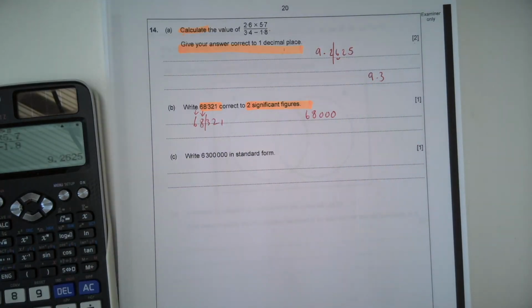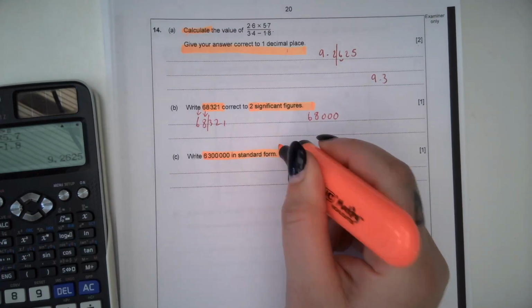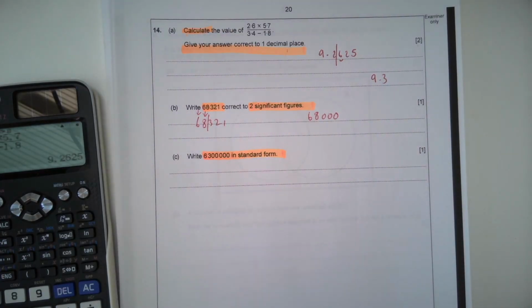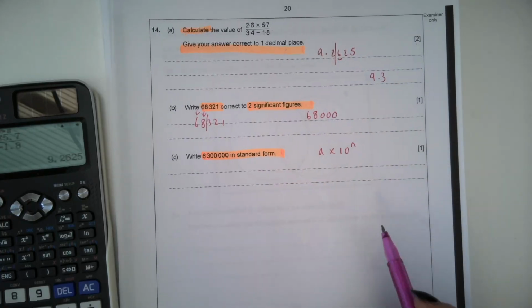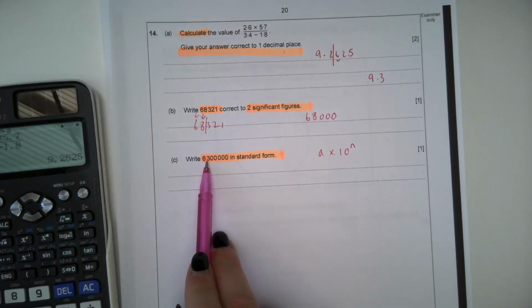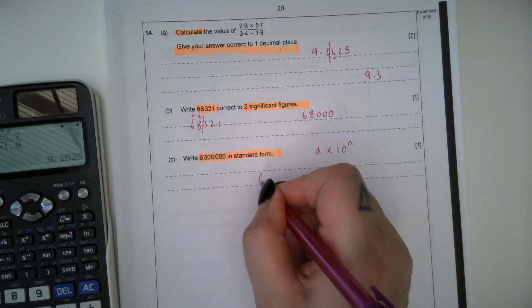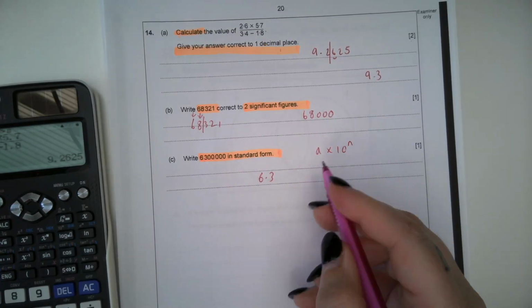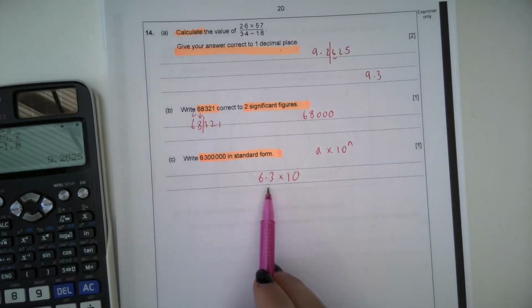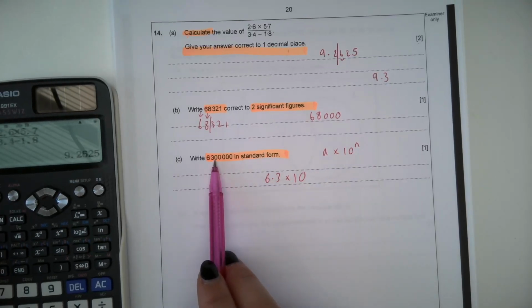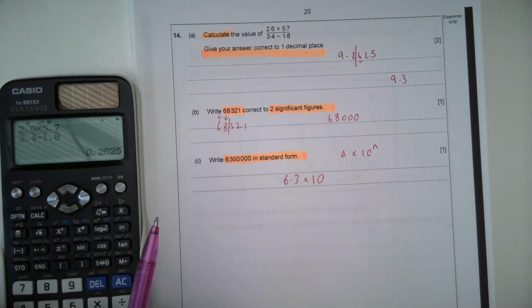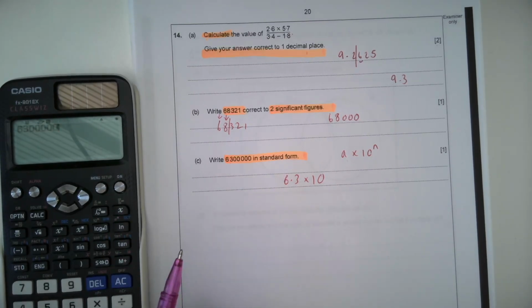Part C, write 6,300,000 in standard form. Okay, so standard form, we need to have a number between 1 and 10 multiplied by 10 to a power. So I want this to be 6.3, because 6.3 is a number between 1 and 10, and then I multiply it by 10 to a power. This power of 10, there's a couple of ways people do this. It's how many times you've divided this number by 10. So what you could do here is you could type this in and then divide it by 6.3.